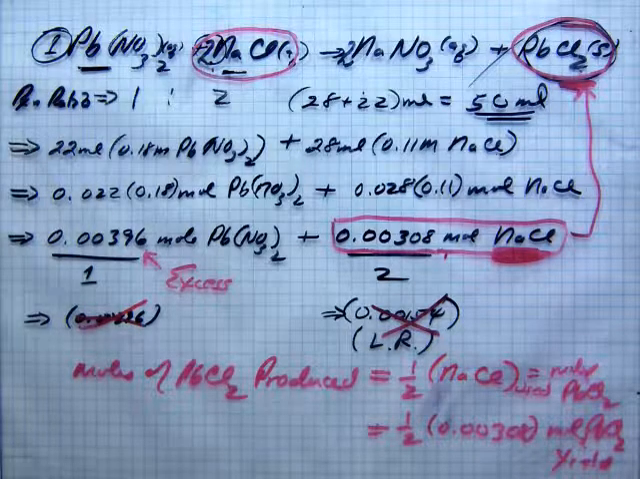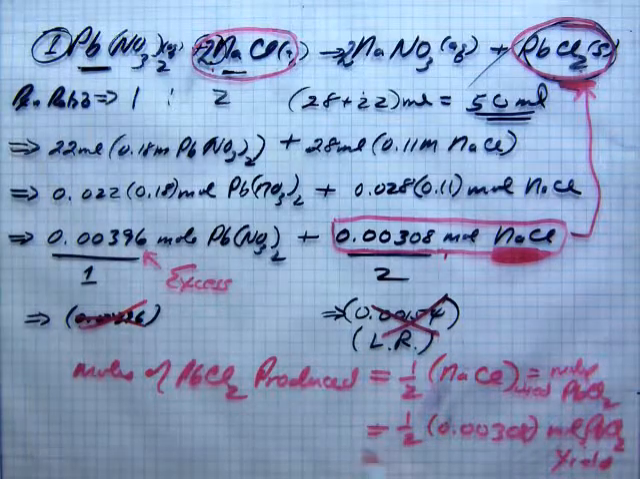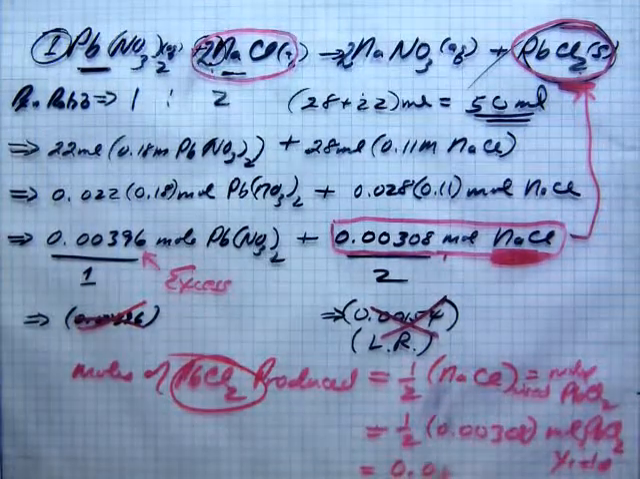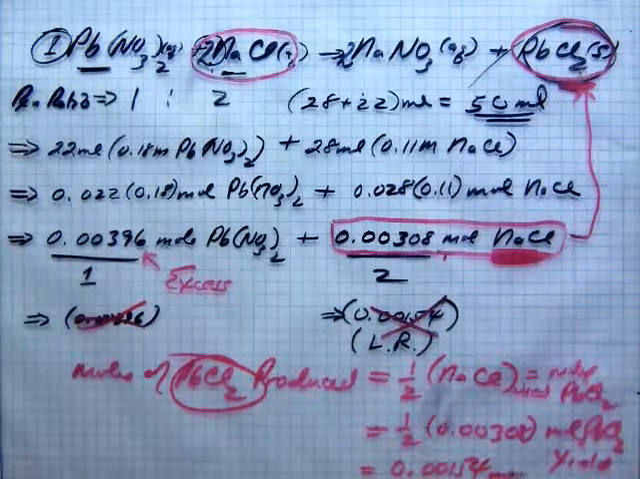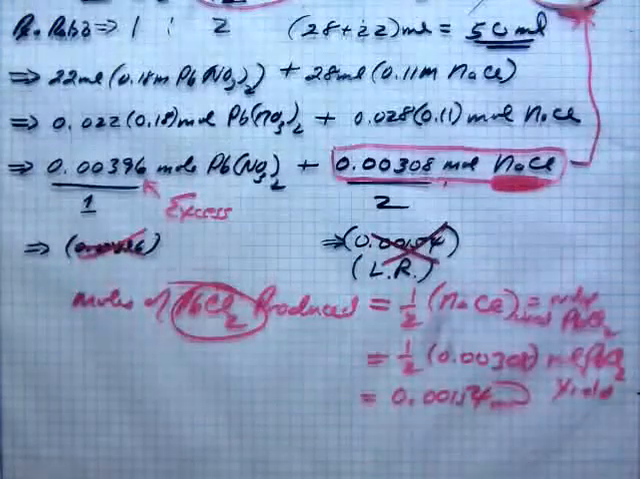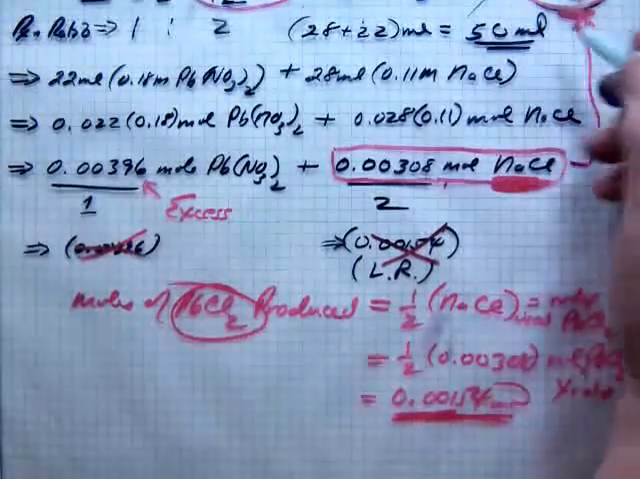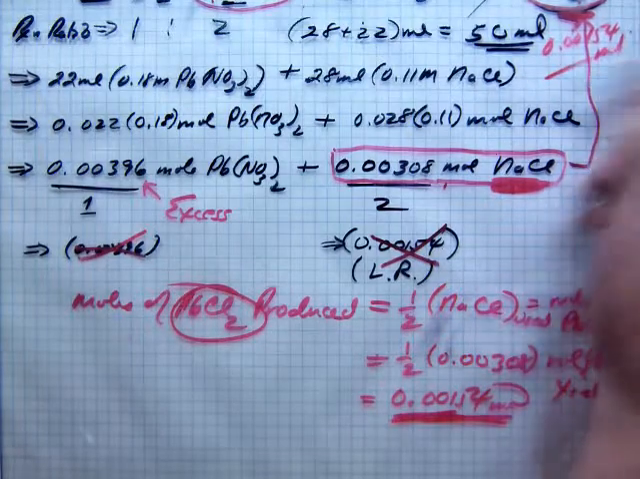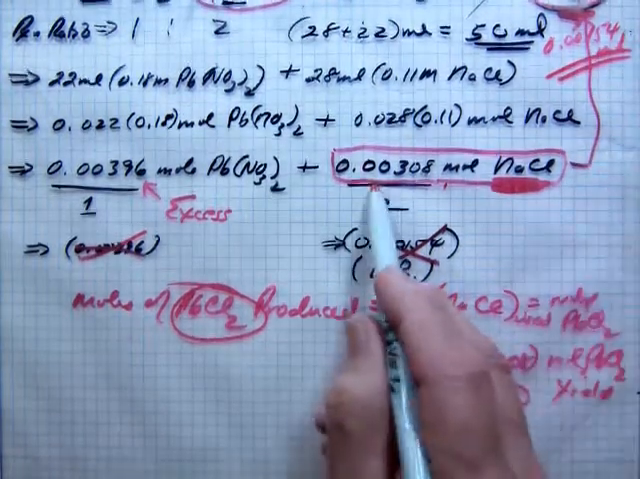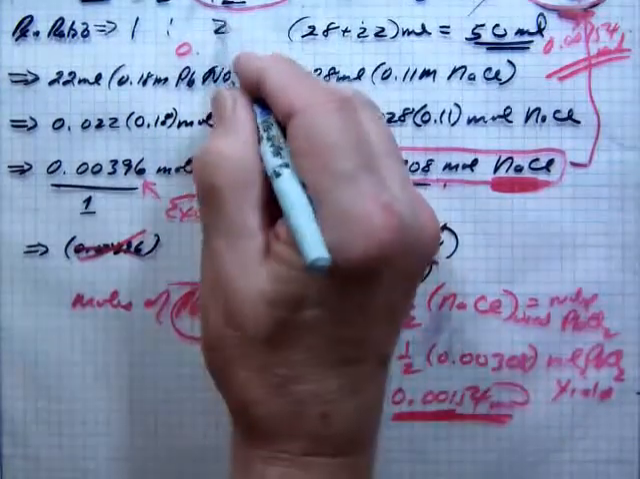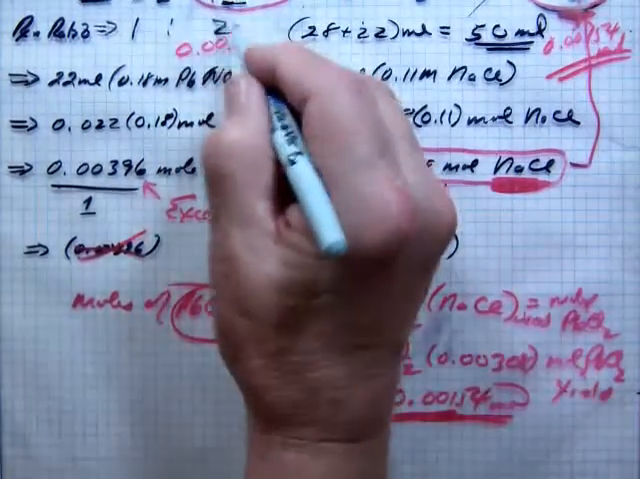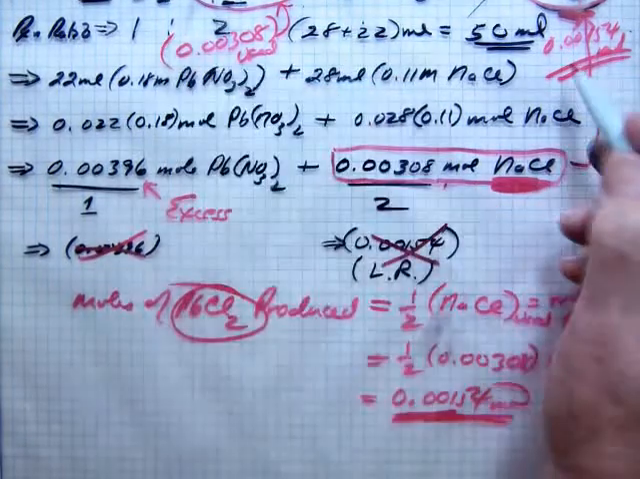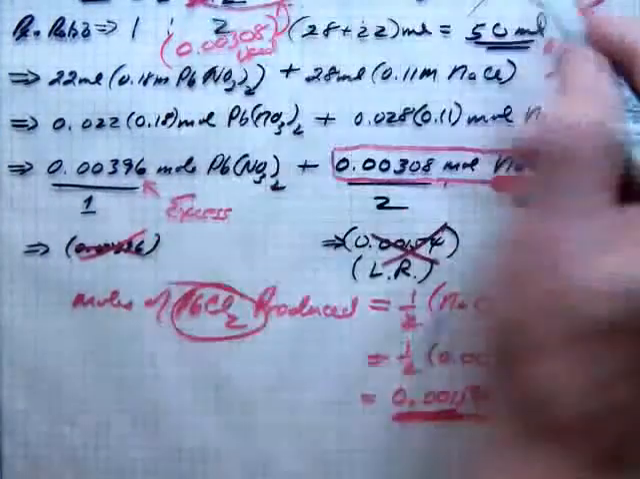So the amount of the moles of lead chloride produced is 0.00154 moles. See, that number is the yield. We did 0.00154 mole produced here. And I used 0.00308 mole of the sodium chloride used. Well, this is half of that. That's why I split it in half.